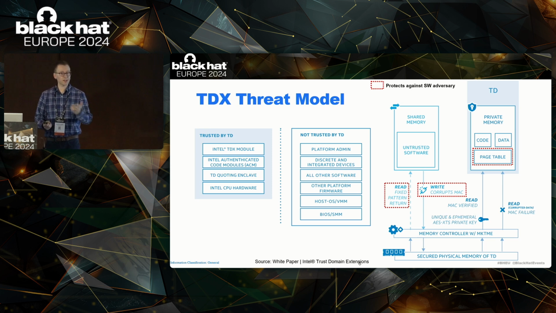For example, if any other piece of software on the system, including privileged software, tries to read private TD memory, it will receive a fixed byte pattern from memory. So it won't even see ciphertext, no chance of trying a chosen plaintext attack.